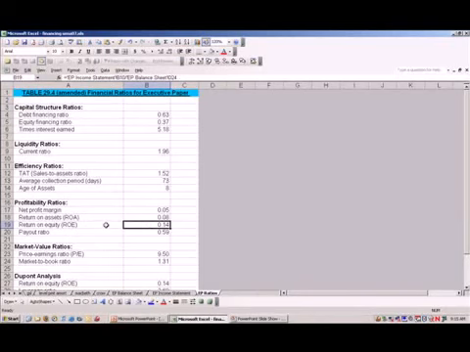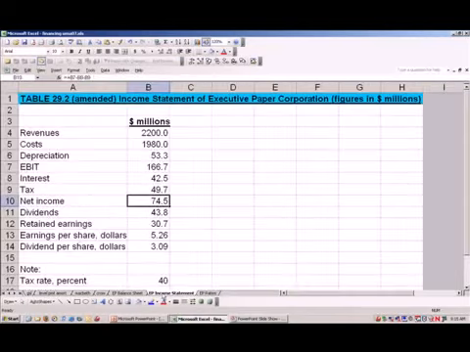Recall that the definition of return on equity is net income over equity. So to get this 0.14, we have to go to the income statement and read net income, which is in cell B10, and then we have to go to the balance sheet and read equity, which is in cell D24. So here we are on the income statement, and net income is $74.5 million.